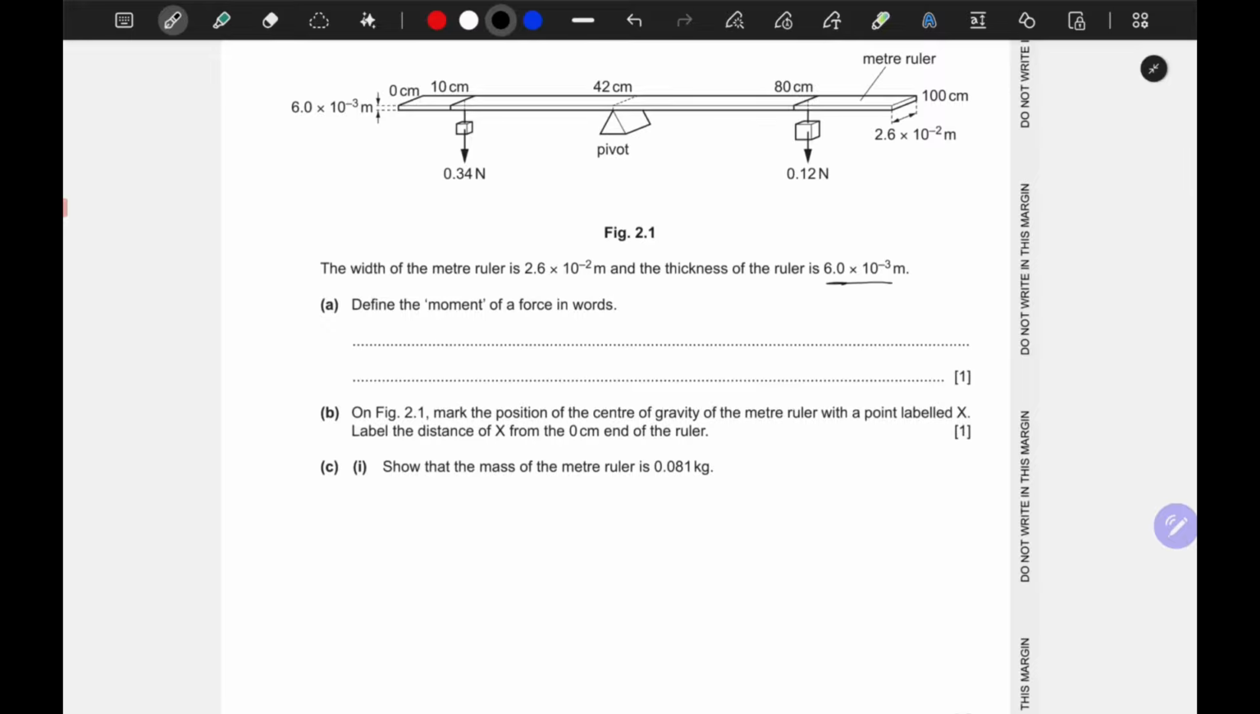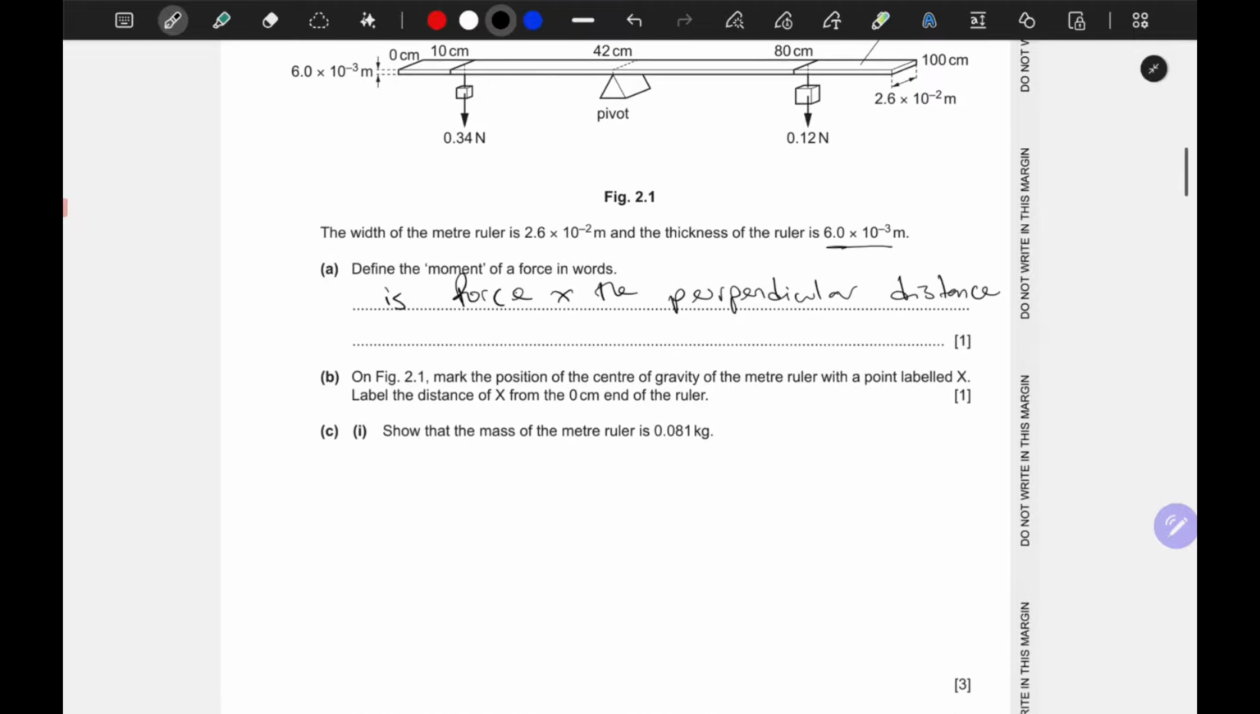So moment is force times the perpendicular distance. The perpendicular part is very important.